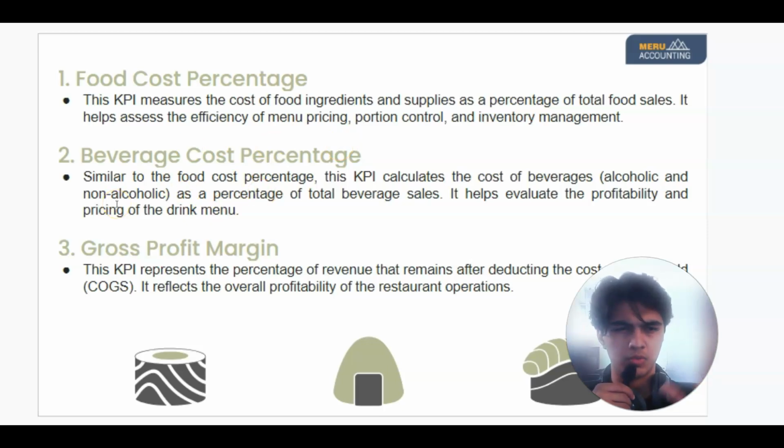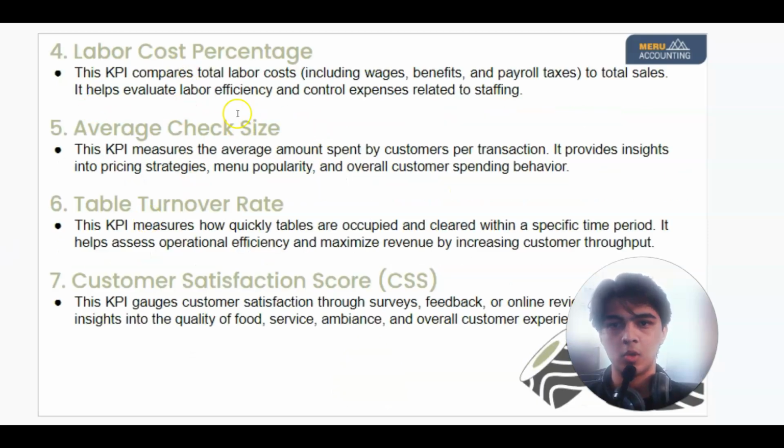This indicator is similar to the food cost indicator, and this will calculate the cost of beverages, like if you are selling alcohol or non-alcoholic drinks in your restaurant, as a percentage of your beverage sales. Okay, gross profit margin. This indicator represents the percentage of the revenue that is left after deducting all the costs of your goods sold. And if your margin is good, then it will reflect the overall profitability of your restaurant operations. Labor cost percentage.